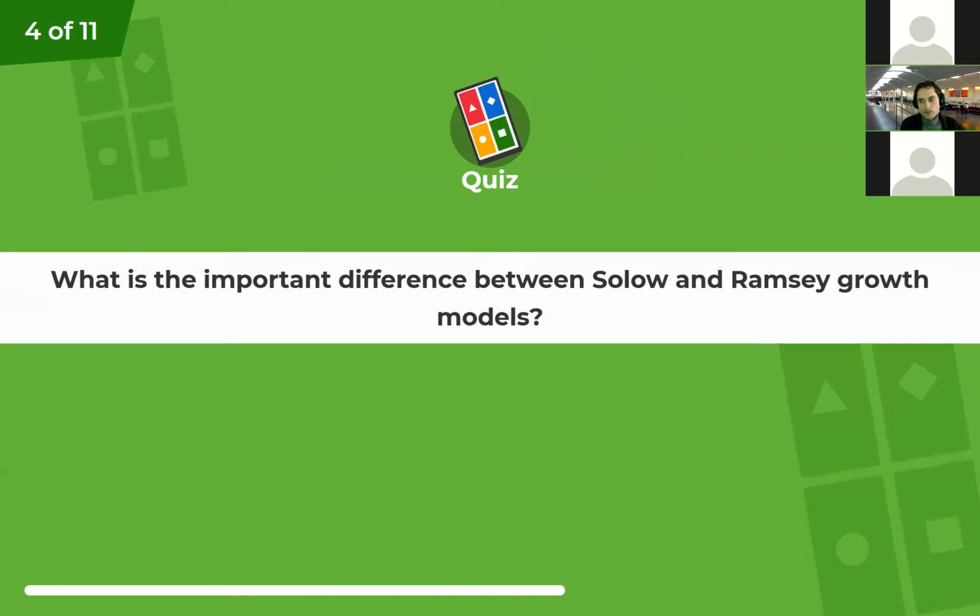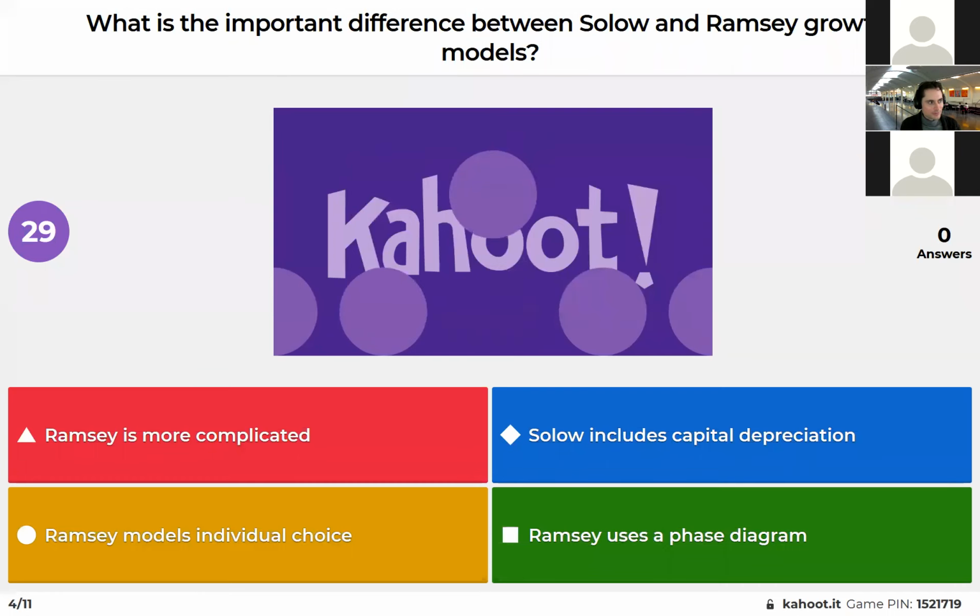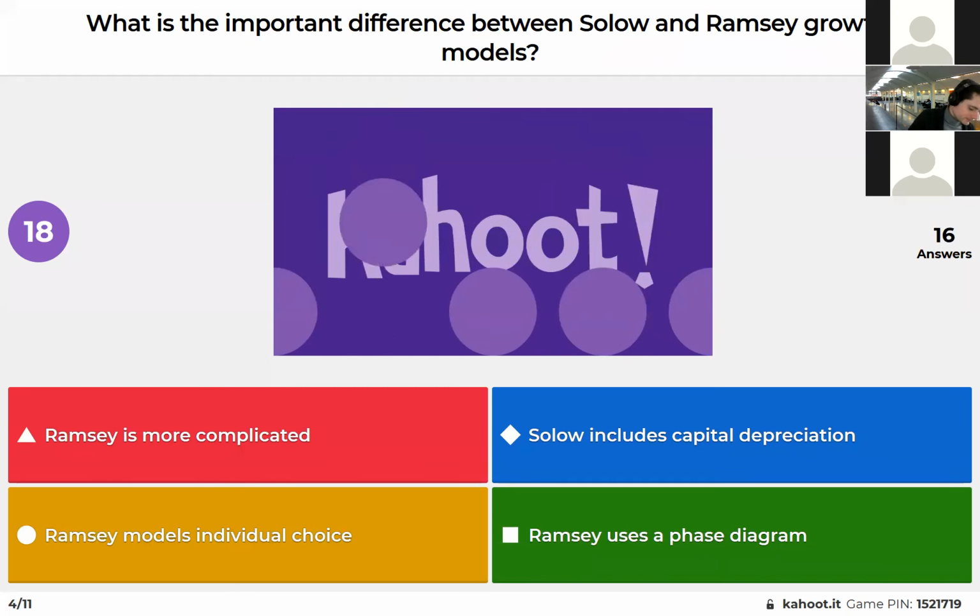What is the important difference between Solow and Ramsey growth models? Ramsey is more complicated. Solow includes capital depreciation. Ramsey models individual choice. Or Ramsey uses a phase diagram. These are all differences between the two models, by the way.